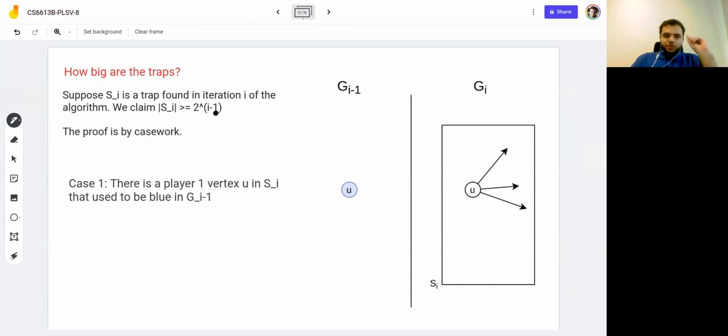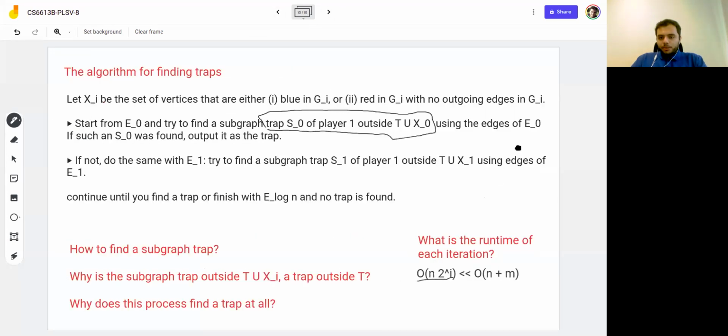Now, before proving this, why is this significant? Well, because if this is the case, I'm finding a trap of size 2 to the power of i minus 1, and the amount of time that I'm spending is order n times 2 to the power of i. So I'm basically spending order n time per vertex in the trap that I'm finding. And this would be amazing for our Buchi algorithm, because in the Buchi algorithm, we were just doing this trap computation over and over again and saying that player 2 wins in every trap, right? So now I can be sure that my Buchi algorithm becomes order n squared.